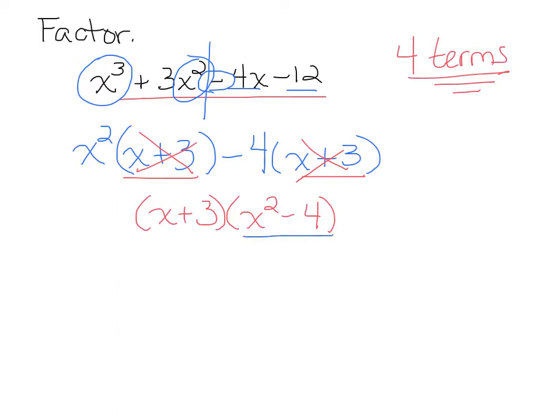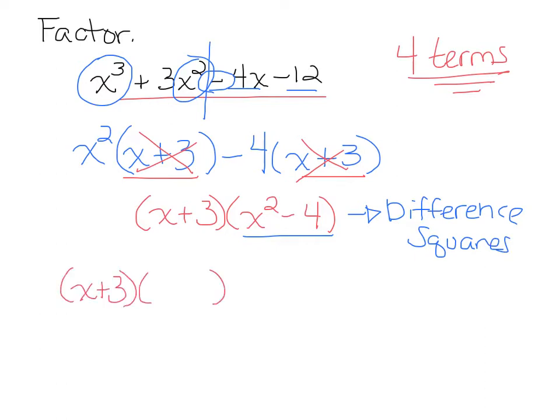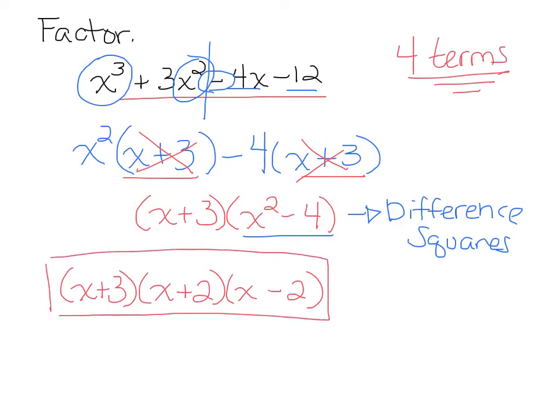Notice this one is a difference of squares. So let's factor this one using the difference of squares. I'm going to pull down my x plus 3. Using the difference of squares, we take the square root of each term. One is positive, one is negative. And this is my final answer since nothing can be broken down again.